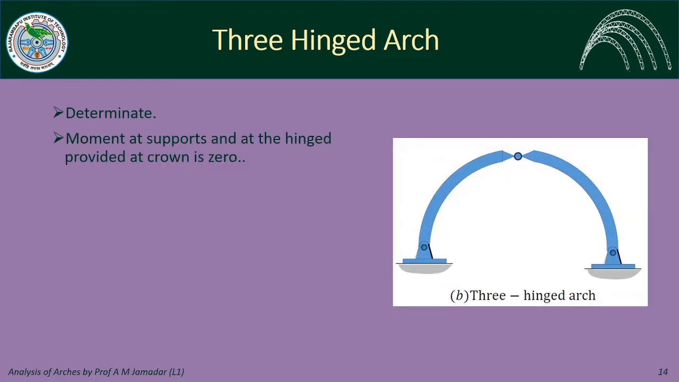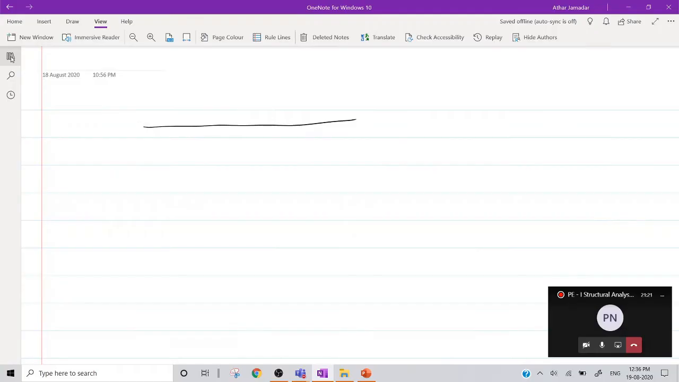Okay, so three hinged arch. Let us begin with the three hinged arch. So first, a three hinged arch is a determinate one. Okay, so these are some salient features of the three hinged arch. First one, it is a determinate one. Now, in short, I will discuss what is the meaning of determinate and indeterminate. So generally, we will draw one beam in which one support is a hinged one and the other support is a roller one.